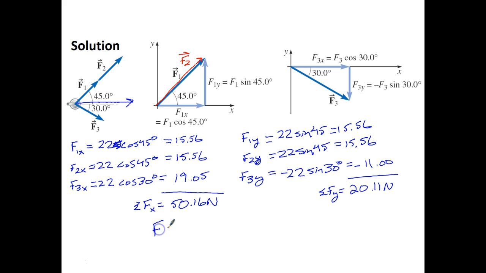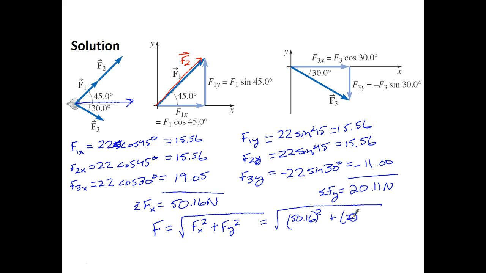We know that the overall force should be equal to the square root of the sum of the squares, so that'd be the force in the X direction squared plus the force in the Y direction squared. That's equal to 50.16 squared plus 20.11 squared. And if you do that math, you'll end up with about 54 newtons. So now we know overall on this person's leg, we have a 54 Newton force.